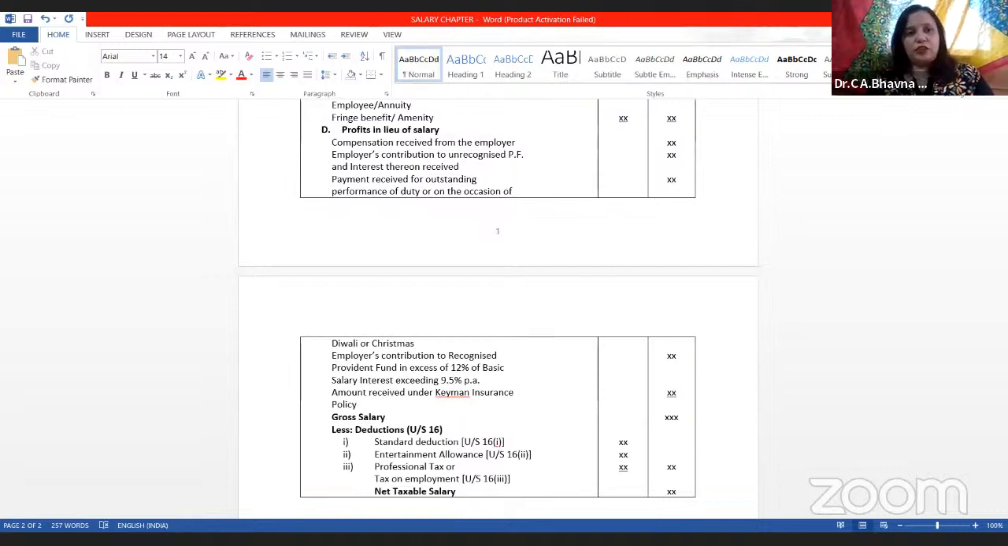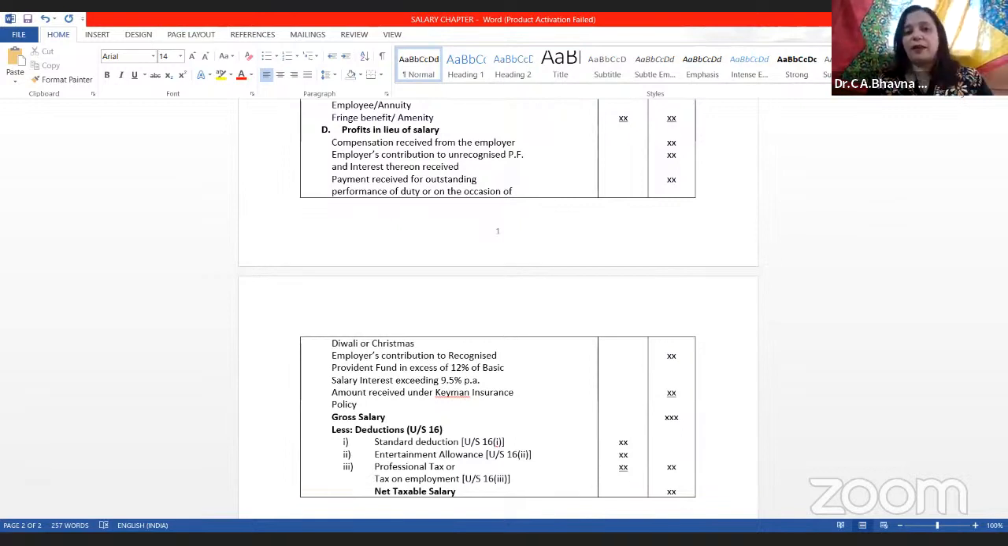Coming towards the second source of income. Second source of income is income from house property. Now, this source of income has 5 sections, starting from section 22 to section 27. To start with, first of all, we have to understand what the basis for calculating income from house property is. That is nothing but the annual value.